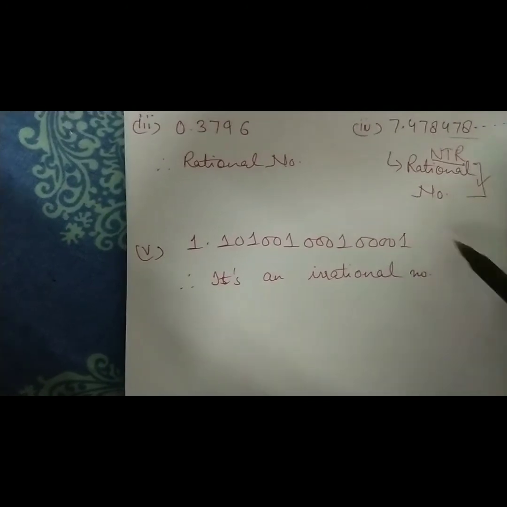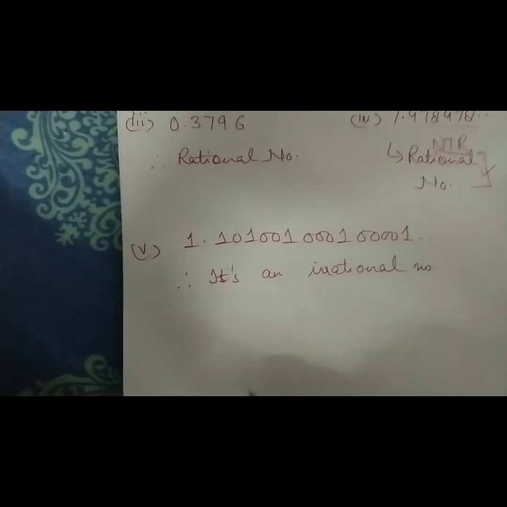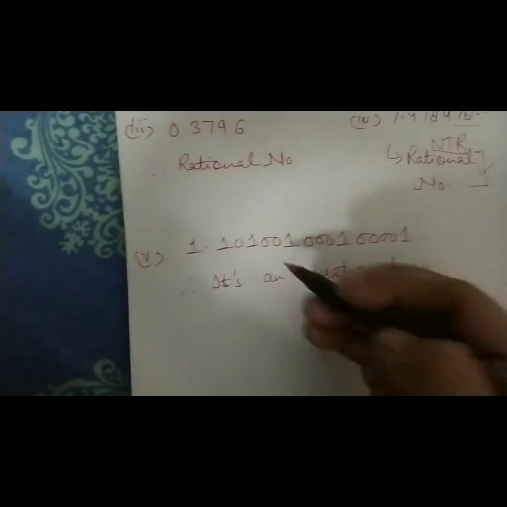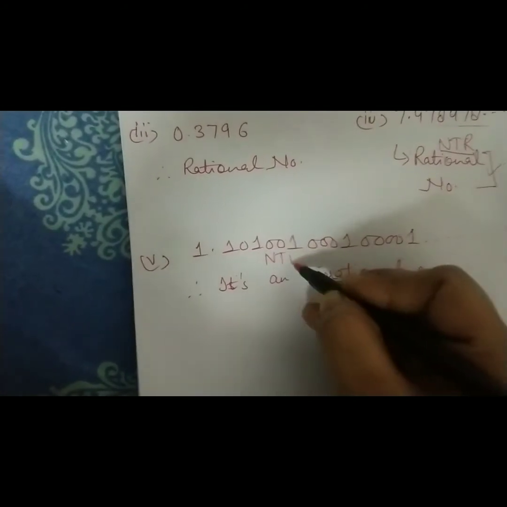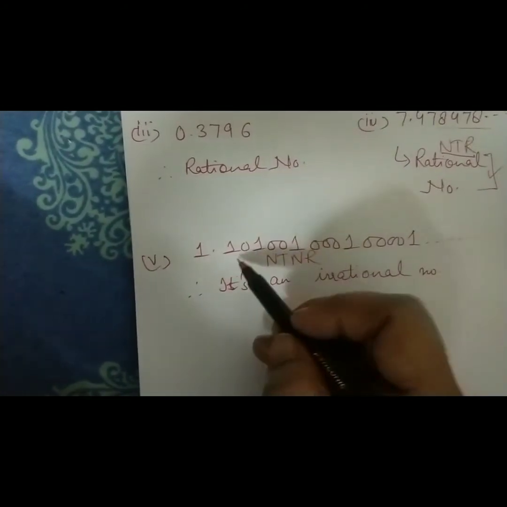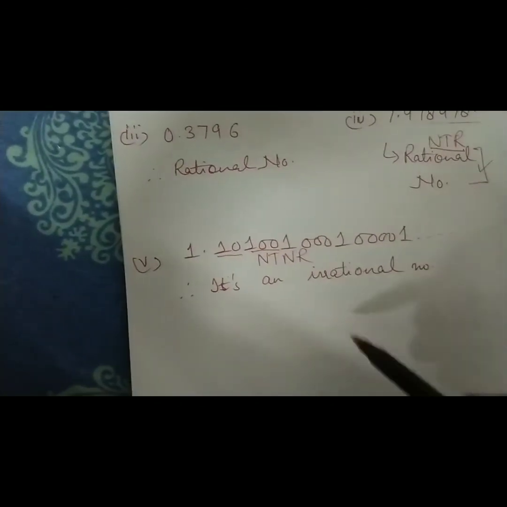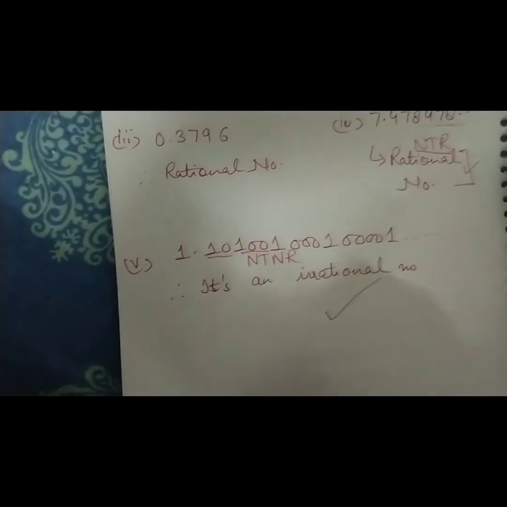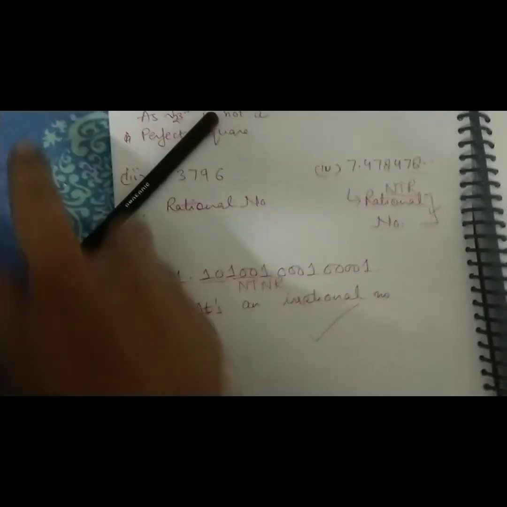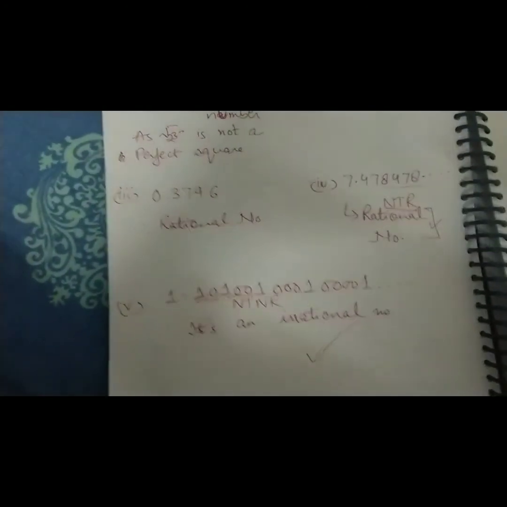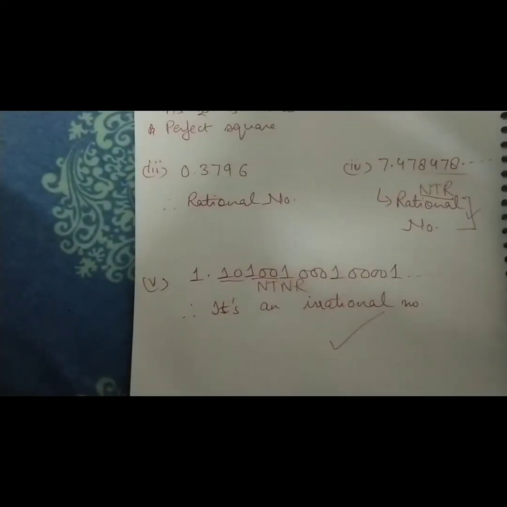Then 1.1001000100001 and goes on. So this is what? Non-terminating and non-repeating, as if you see it's not repeating. So it's what? An irrational number. This is how we have solved the whole exercise of 1.3.